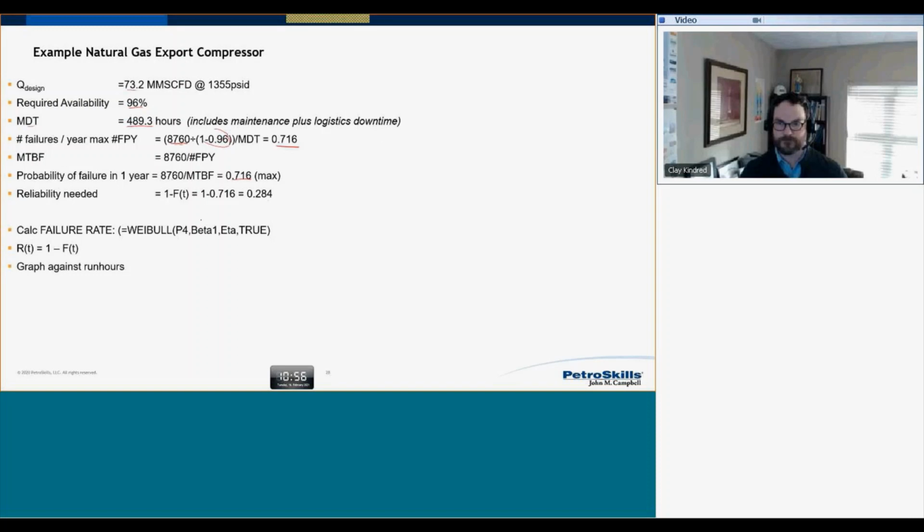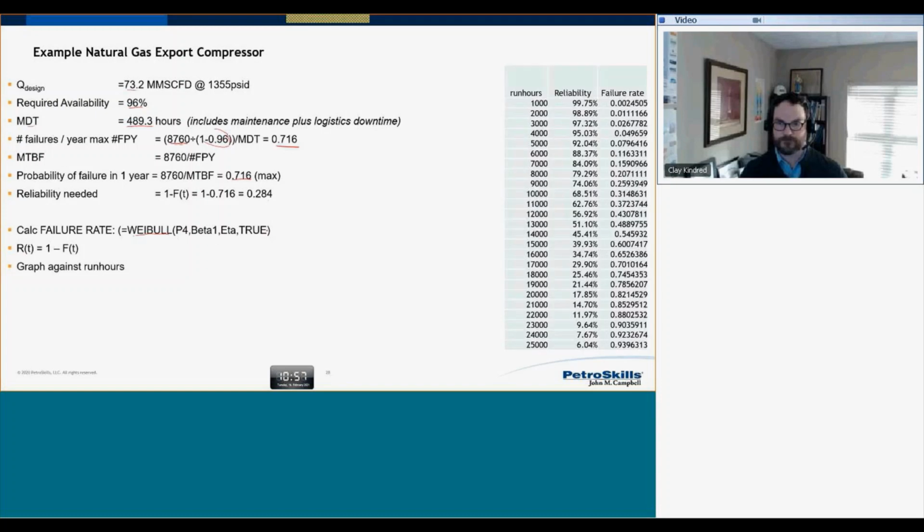What I could do is calculate my failure rate, and you can use the Weibull function in Excel by doing this, and I'll show you an example. So we can calculate this failure rate using the Weibull parameters. If I've got my failure rate, then reliability equals 1 minus the failure rate. That gives me reliability for a particular run hours, or this is mission time. So this would be the time at which I expect to do maintenance.